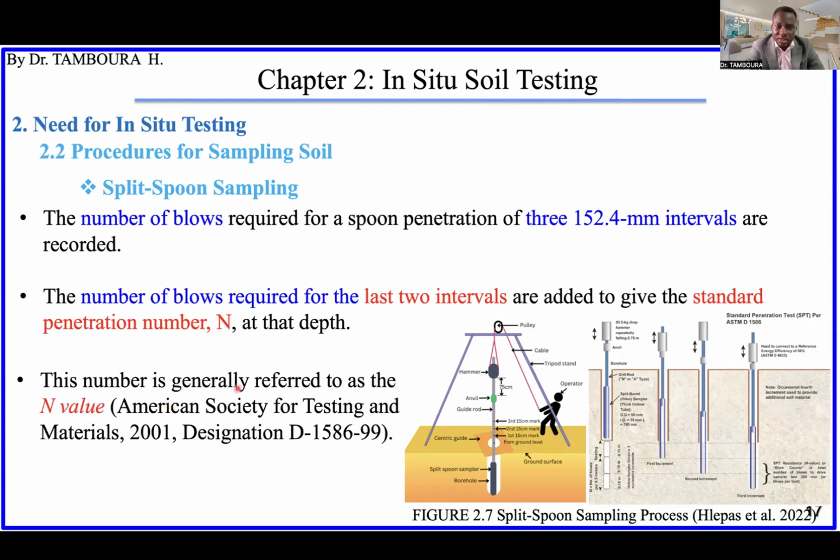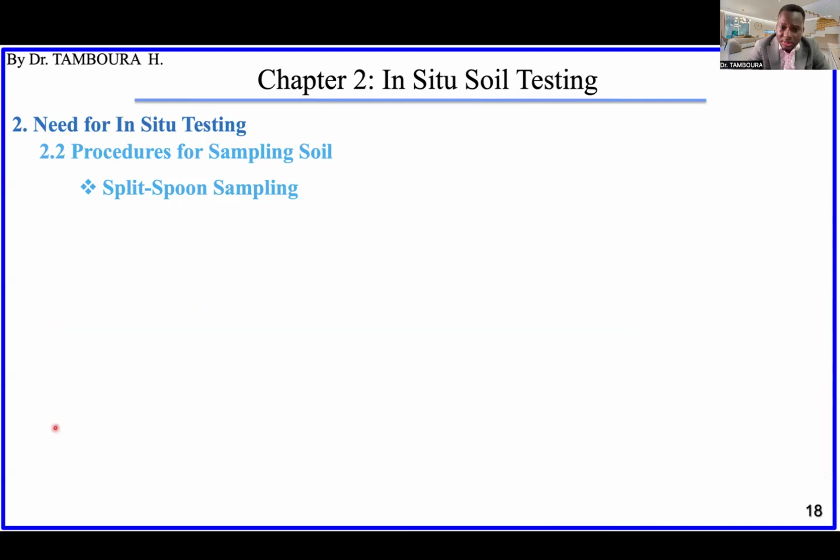So this number is what we are calling N value, according to the American standard, the American Society for Testing and Materials. Okay, this is how it works. This is what we are calling N value. We will come back to this in the next video to see how we can use this information, the N value, to obtain in situ soil parameters.